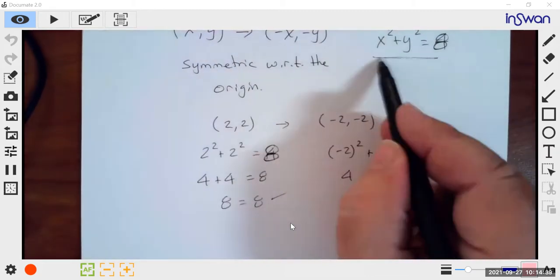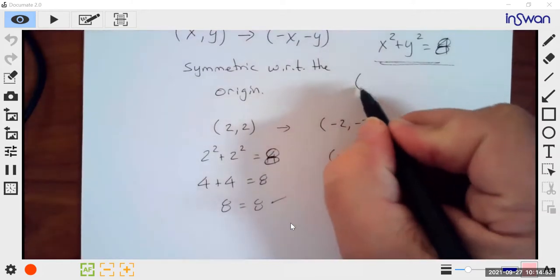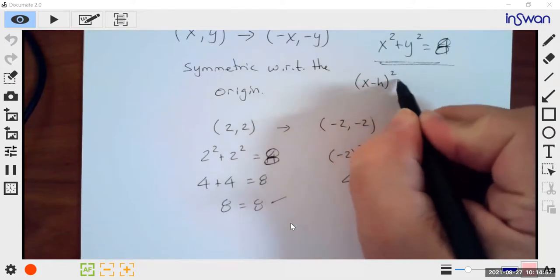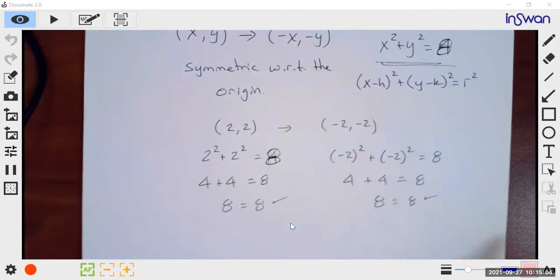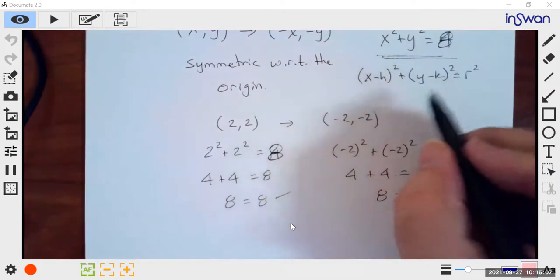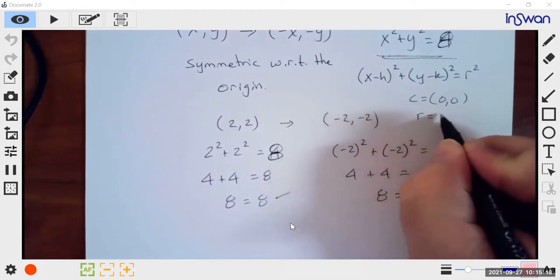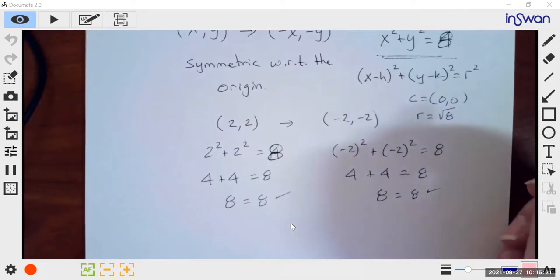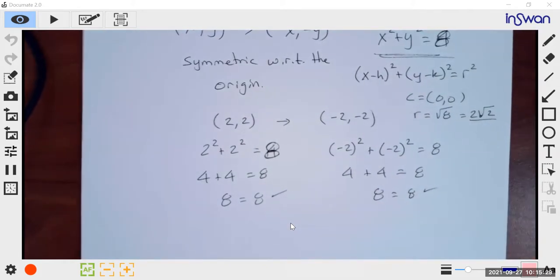Exactly. Well, what does this graph look like? Chapter one, already forgotten. Yes, it's a circle. X squared plus Y squared, where's the center? Center's at 0, 0. The radius is the square root of 8, which is 2 square root 2. We did that earlier. You have to remember your formulas.